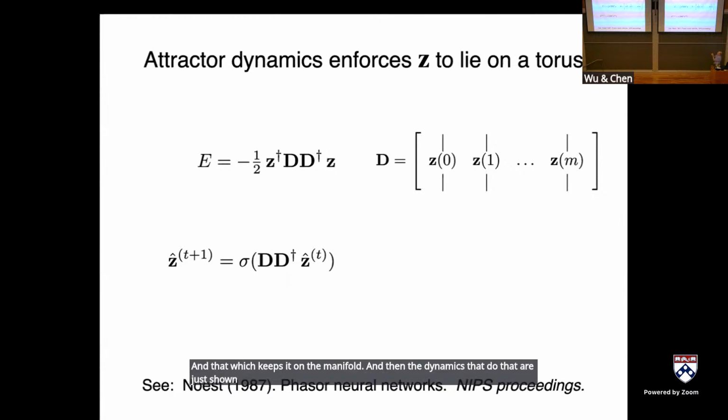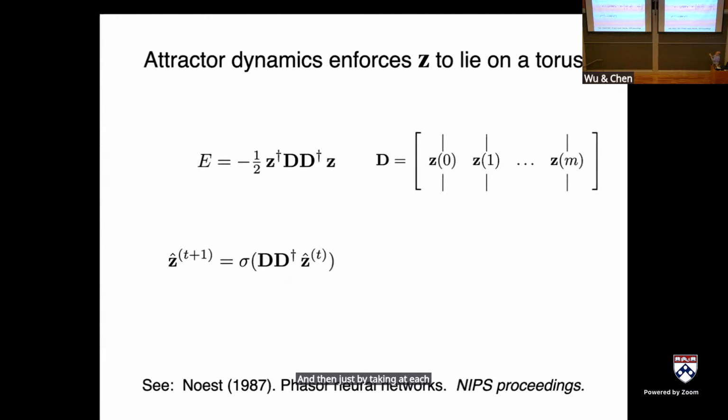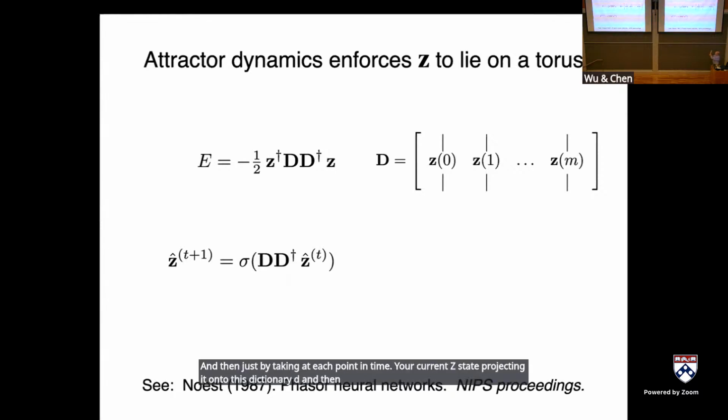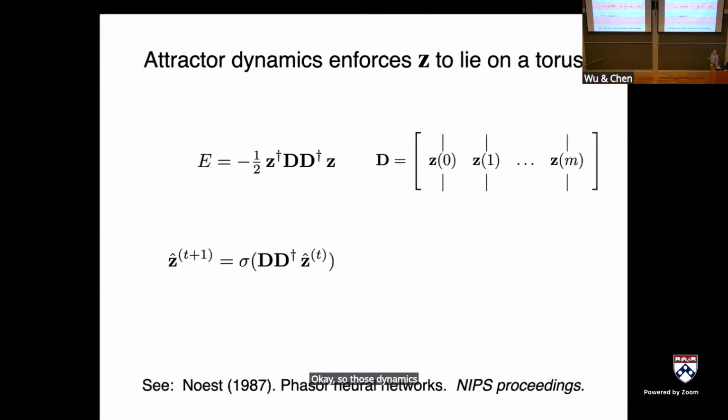You basically form a dictionary of different points along the manifold of the equivariant part that you want it to lie on. Then, at each point in time, you take your current z state, project it onto this dictionary D, then project it back out into the z space, and then normalize. All this does is normalize it to unit amplitude, so it's always a unit amplitude phasor. Okay, so those dynamics will keep it on the manifold.